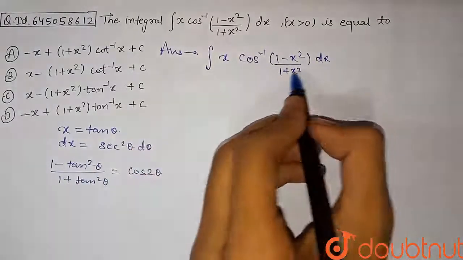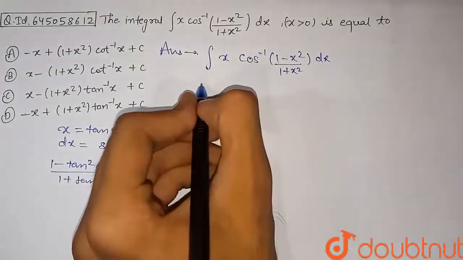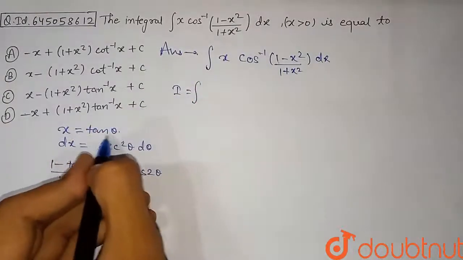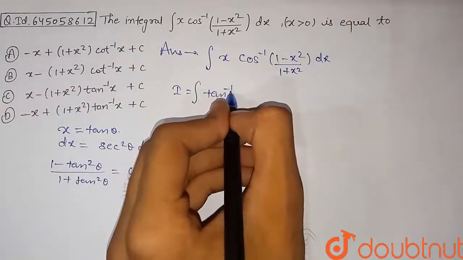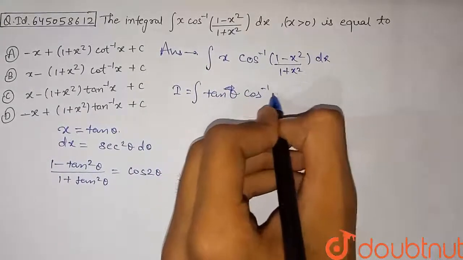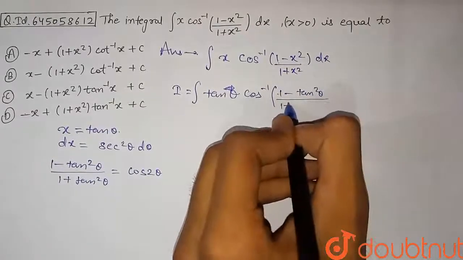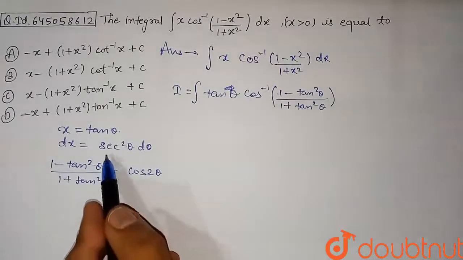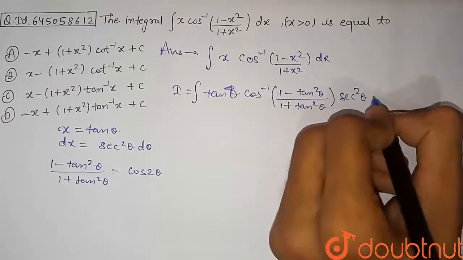If we substitute these values, that is x equal to tan theta and dx equal to sec square theta d theta, we get this as I, the integration. So I will be equal to x, which is directly tan theta, and then cos inverse of (1 minus tan square theta) upon (1 plus tan square theta), and here the dx. The value of dx we already have, that is sec square theta into d theta.